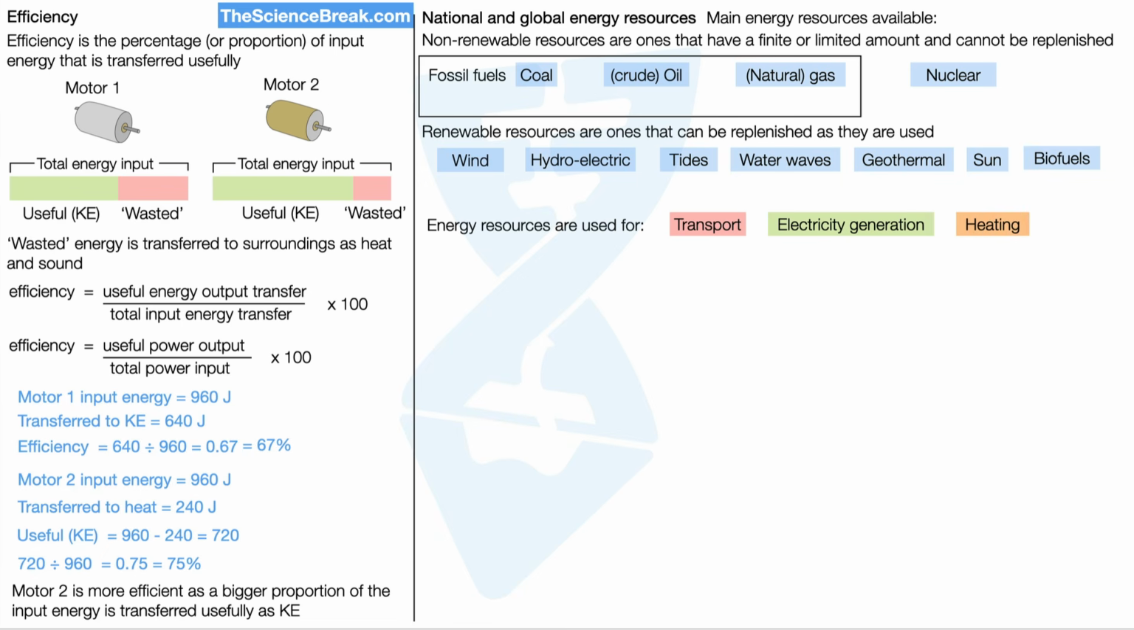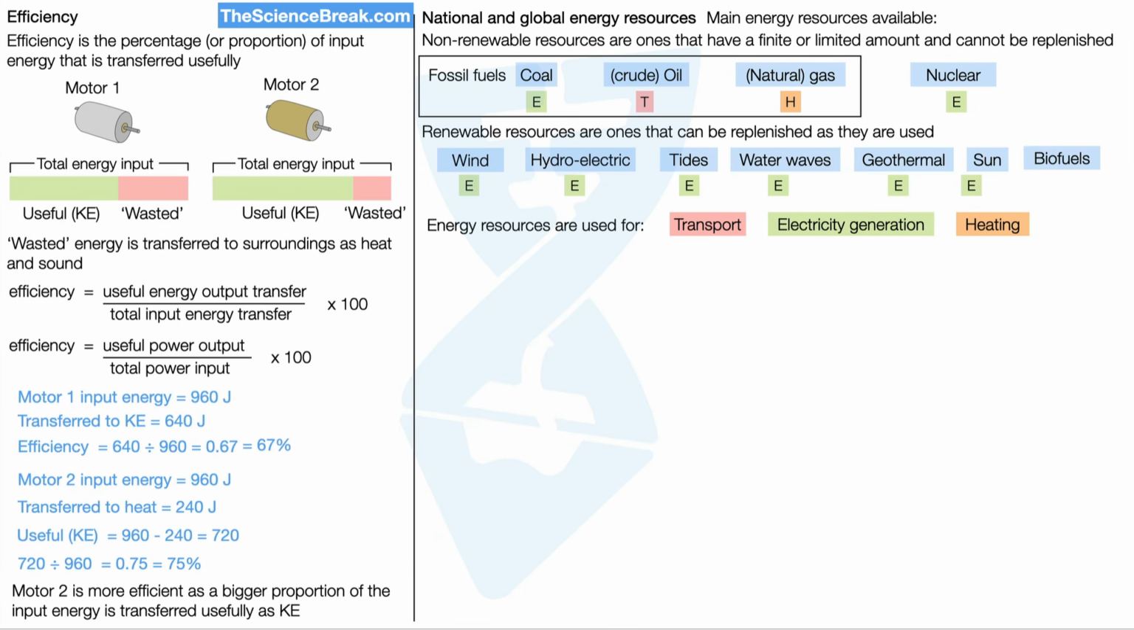Now, the main uses for the ones above, it's not the only use, but the main uses for coal are for generating electricity. There are other uses. We have transport for crude oil, but again, there are other uses. Natural gas is mainly heating. Nuclear is mostly electricity generation. For wind, hydroelectric, tides, and water waves, this is mostly electricity generation. Geothermal is also electricity generation.